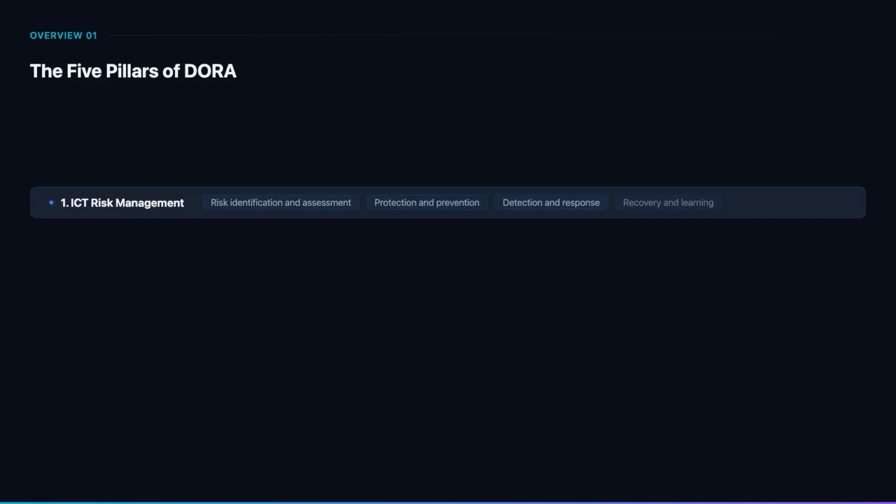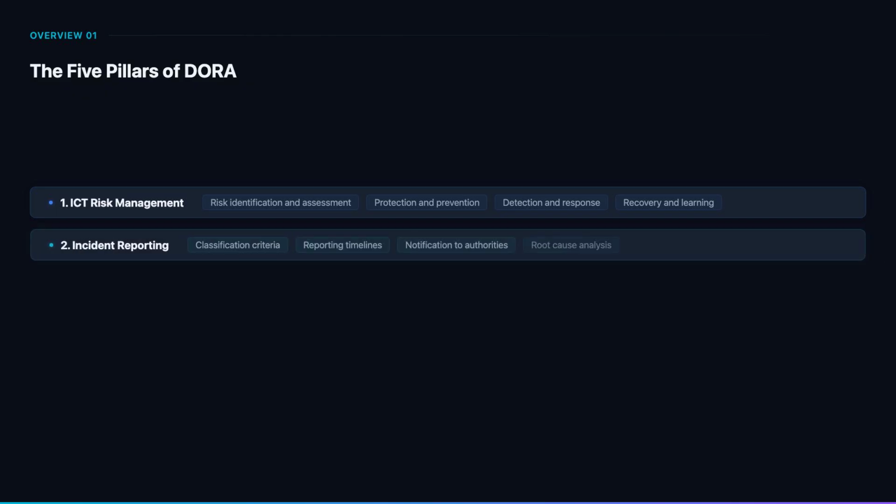The first pillar is ICT risk management. Financial entities must identify, assess, and manage risks to their information and communication technology systems. This includes protection measures, detection capabilities, response procedures, and recovery processes with lessons learned.